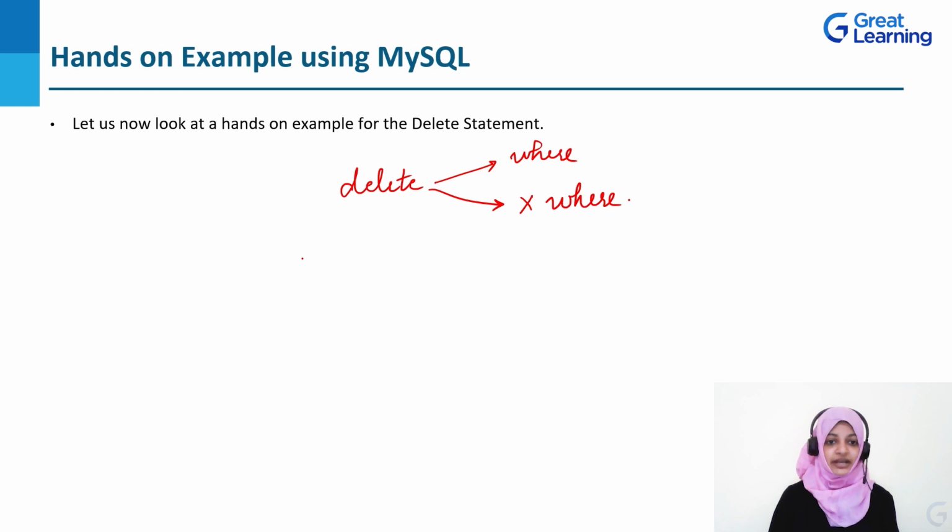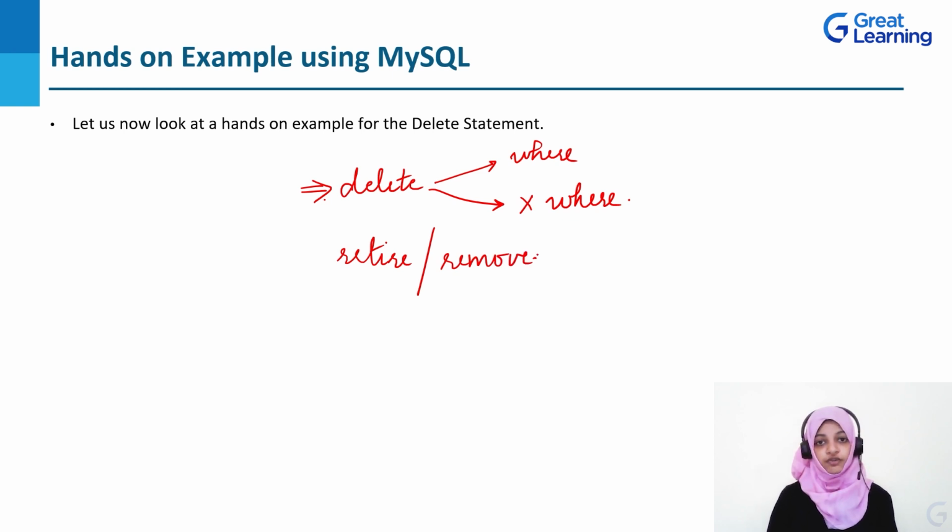Now, as I've said already, and I'm stating it for the nth time, the delete statement is discouraged. Now, if the delete statement is discouraged, how do we retire or remove any kind of data which is no longer useful to us from the database?